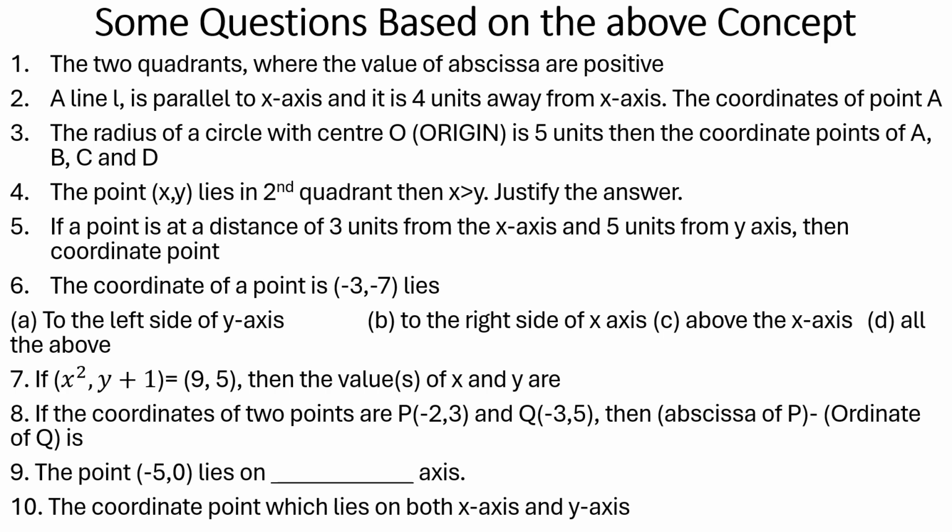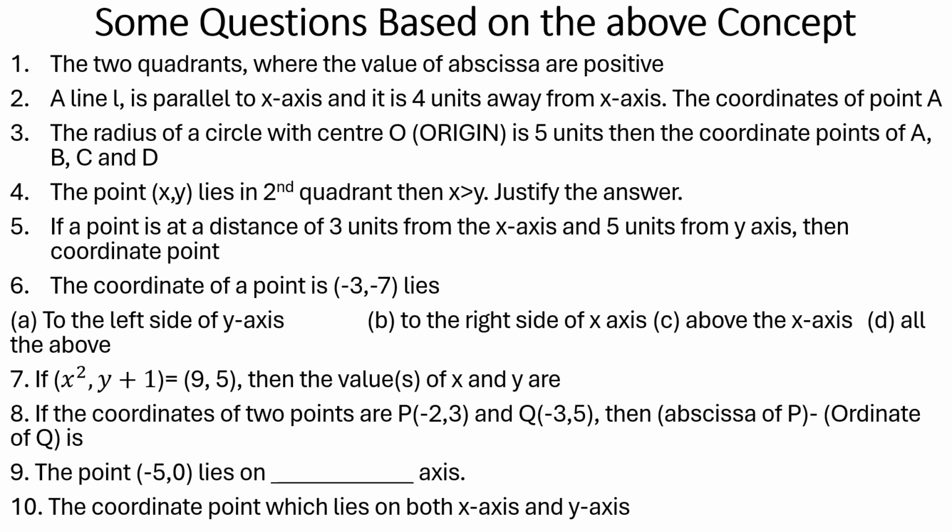The radius of a circle with center O, taken as the origin, is 5 units. Then the coordinate points of A, B, C, D. A is, of course, on my x-axis, so 5, 0. B is on my y-axis, that is 0, 5. C is -5, 0. And D is 0, -5.